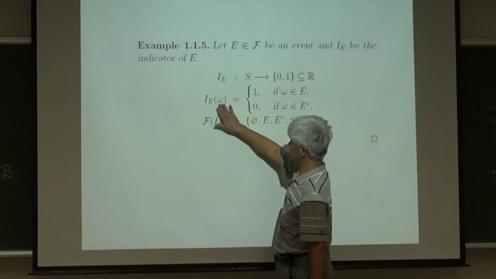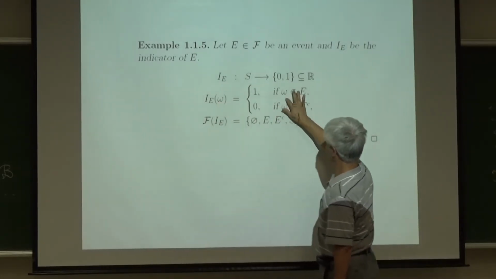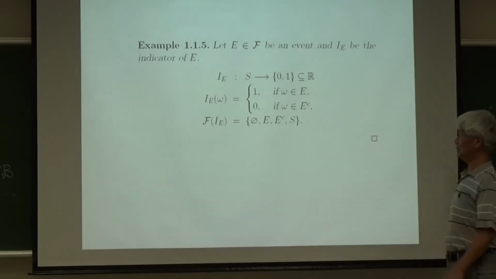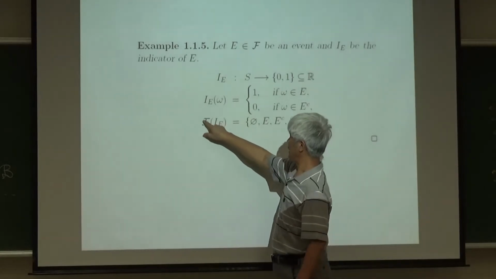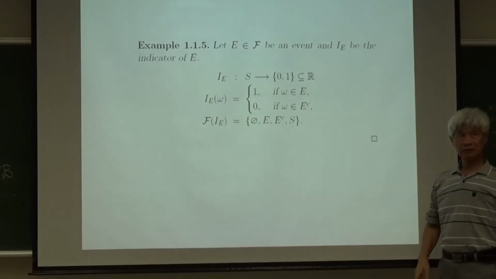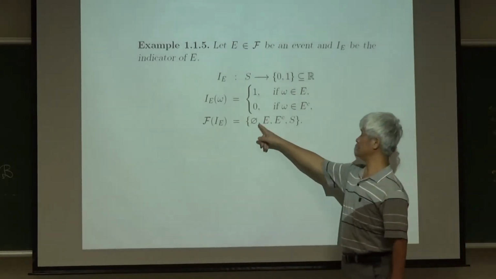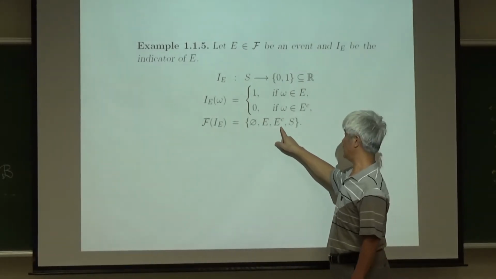The definition of this indicator is very simple: if the outcome belongs to the event E, then the value is 1. Otherwise, the value is 0. So that's why it's called an indicator. And the information system we can obtain through the indicator consists of only 4 events: the total event, the event E itself, as well as its complement, and the empty set.